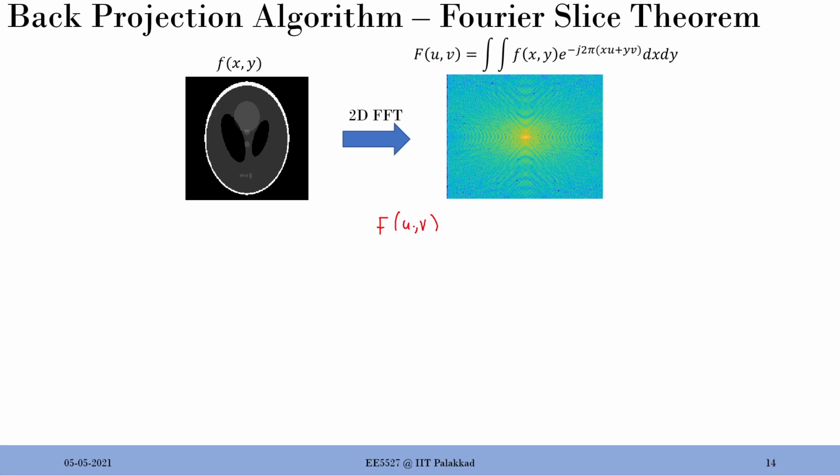Okay, so f of u, v are the coordinates, so this is the u direction, let's say, and this is the v direction. So this is given by the integral from minus infinity to plus infinity. First you do the v direction, and then you do the other direction. So let's say f of x comma y, e raised to minus j 2 pi x u, and then you have e raised to minus j 2 pi y v, dx dy.